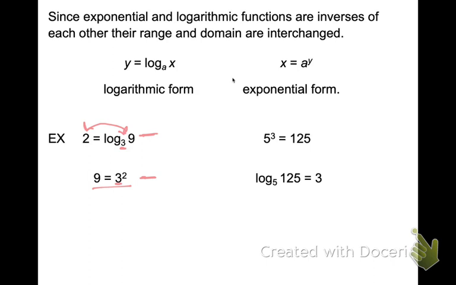So we're going to go from exponential to log now. 5 to the third equals 125. So it's going to be log base 5. And the 125 and the 3 interchange domain and range, so log base 5 of 125 is 3. Just remember that log base 5 is a little 5.